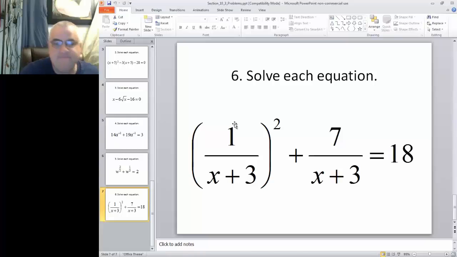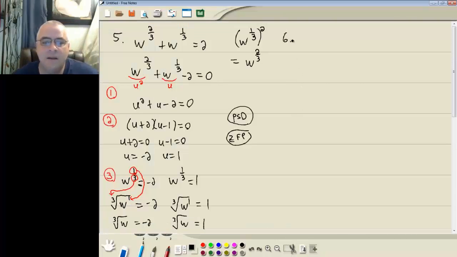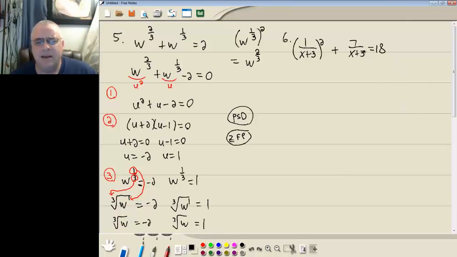Let's look at this one now. We've got 1 over x plus 3 plus 7 over x plus 3 equals 18. This one's got a little bit of a twist to it, which is why I threw it in as an example. Now, imagine if I take 7 over x plus 3 to the second power. It's not going to give me this, so that's not going to work. But these look really close: 1 over x plus 3 and 7 over x plus 3.